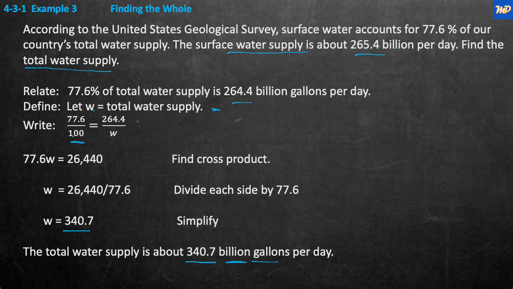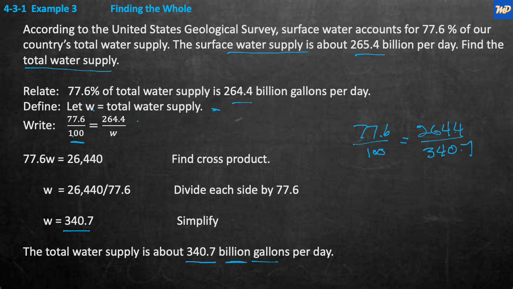So now you see that fraction. When it's all written out, it's 77.6 over 100 is equal to 264.4 divided by 340.7. That's this fraction here on the left is the same as the fraction on the right. The percentage on the left is the same as the percentage on the right.